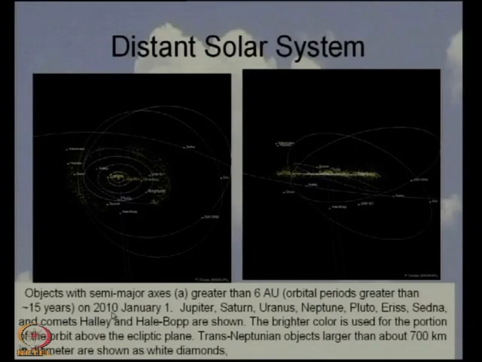In addition to that, it also shows the planets, the Halley and Hale-Bopp comets, and the orbits of Sedna and Eris. In addition to Pluto, there are also the orbits of Sedna and Eris which are shown. You can see them here. These are very large orbits. So this is one of them.